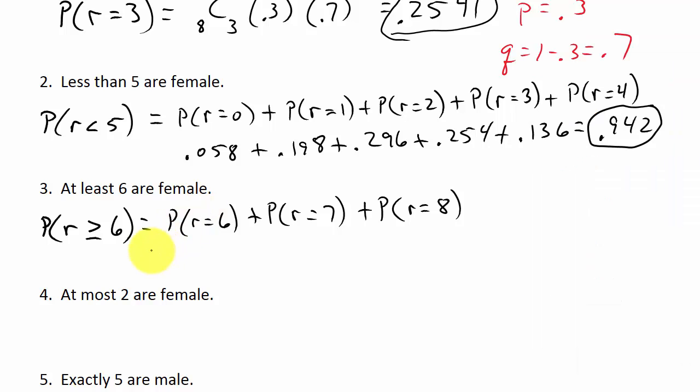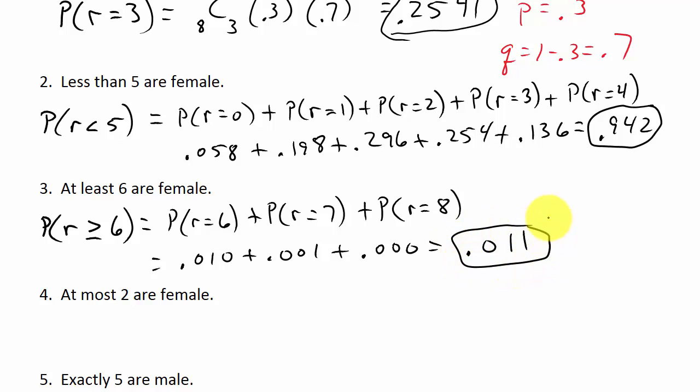And for 6, that was 0.010 plus, and then for the 7, 0.001 plus, and then the 8, 0.000. And then when you add those together, we get 0.011 for our answer. Okay.